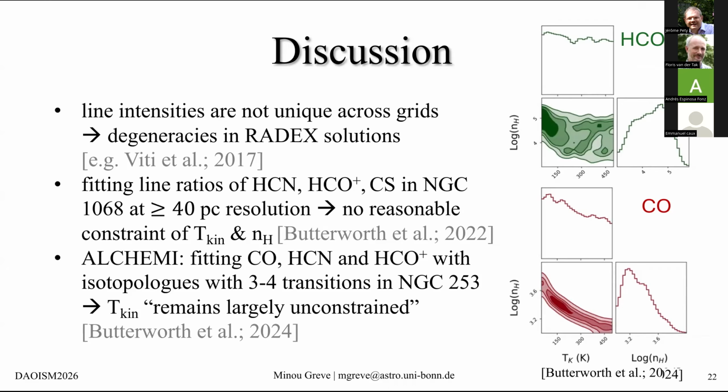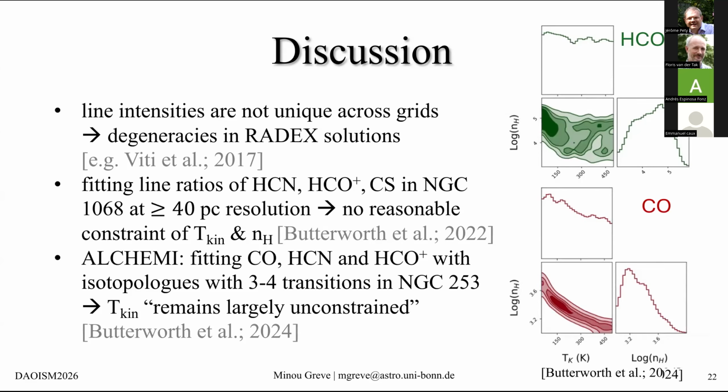However, even in the work with ALCHEMI, so you probably all know this, which observed the starburst galaxy NGC 253, they have incredible resolution of about 20 parsec and 28 parsec. And they fitted the CO, HCN, and H2O+ molecules all individually, because they have 3 to 4 transitions each, together with the isotopologues. I'm showing here on the right some results.